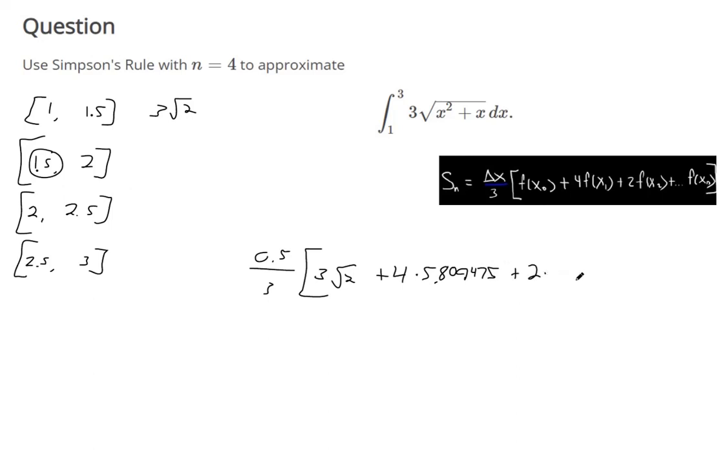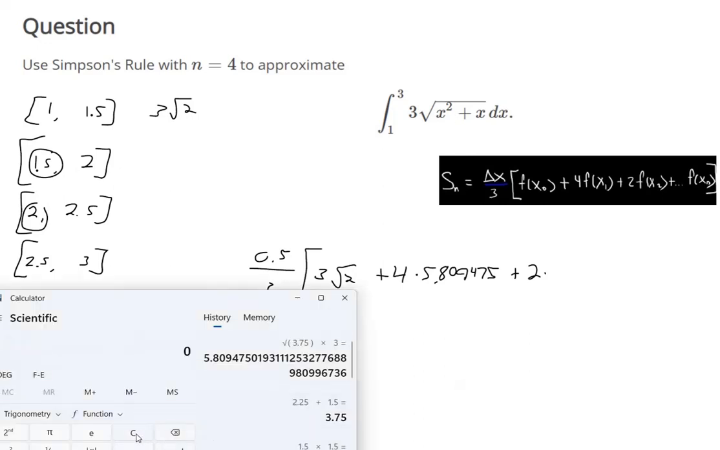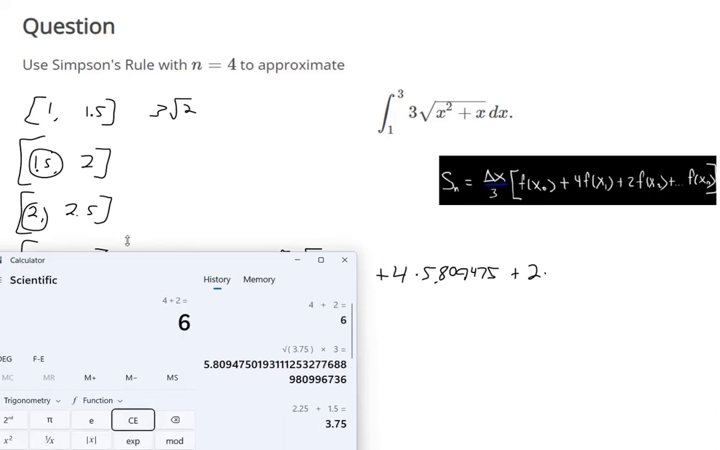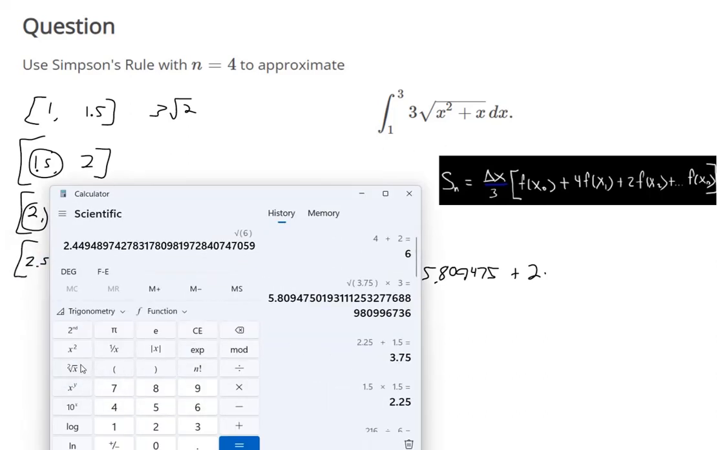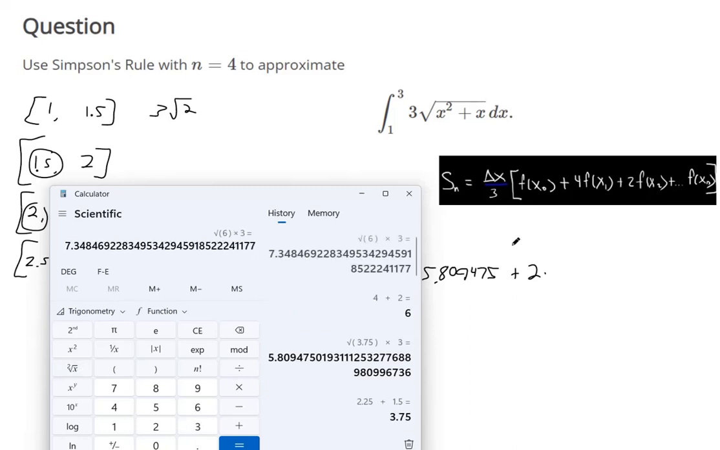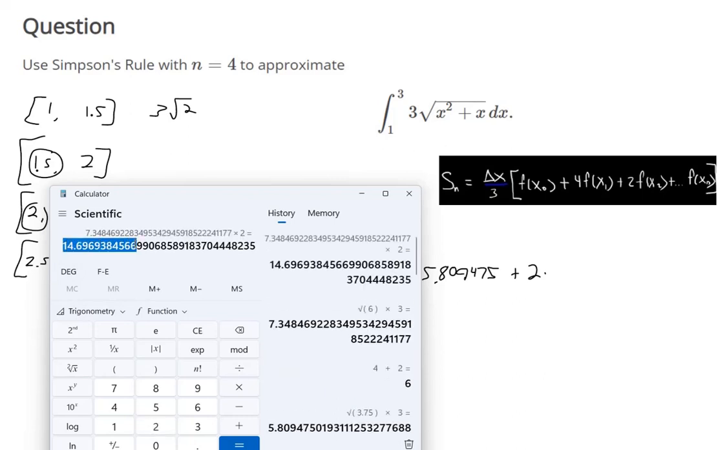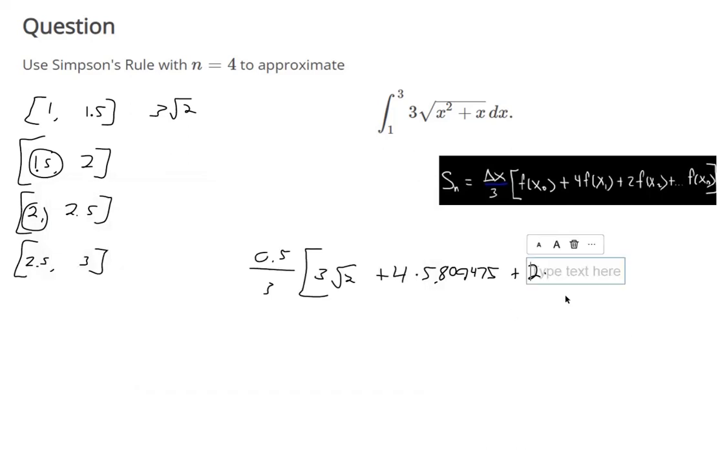And then it's 2 times x sub 2, so the next endpoint in our intervals. So plugging 2 into the function, 2 squared is 4, 4 plus 2 is 6, square root of 6, and then times 3. So x sub 2 plugged into the function gave us 7.348469, and then I need to multiply it by 2 according to Simpson's Rule. So here's the next part of our sum. And then it's going to be times 4, times 2, times 4. Those alternate.